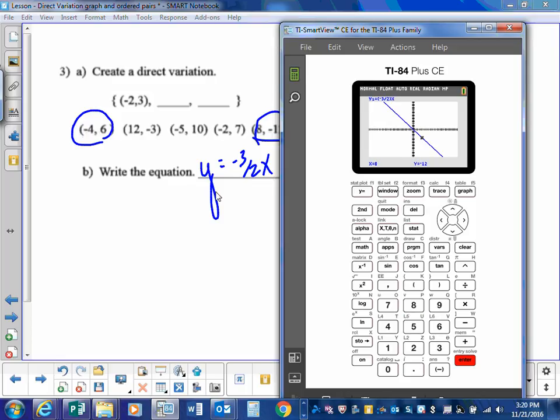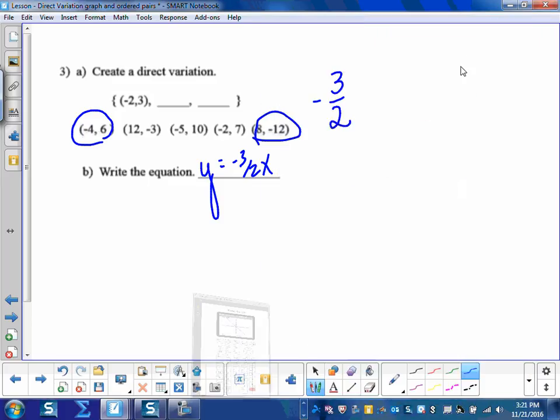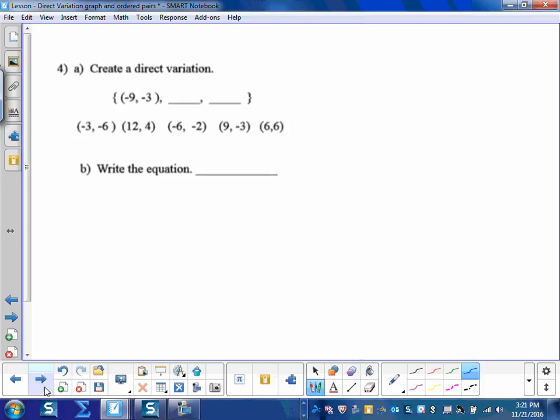It was. But let's just see one that's not on there. -5. Is the y value 10? No, it's 7.5. All right, you try number 4.